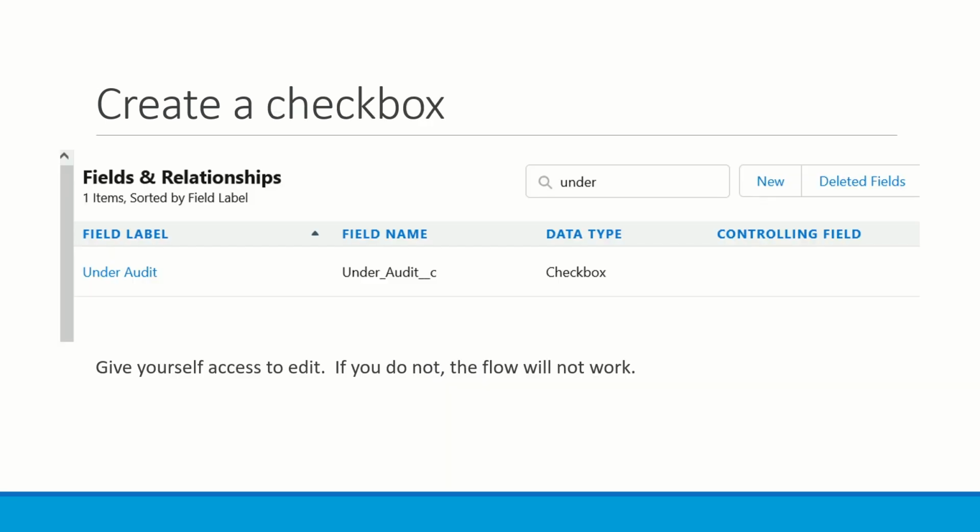The other thing you're going to have to do is you're going to need to go on the Cases object and create a checkbox. Name the checkbox under Audit, and make sure you gave yourself access to edit it. If you didn't give yourself access to edit it, the flow will not work. Okay, once you've done that, then we can start making the flow.